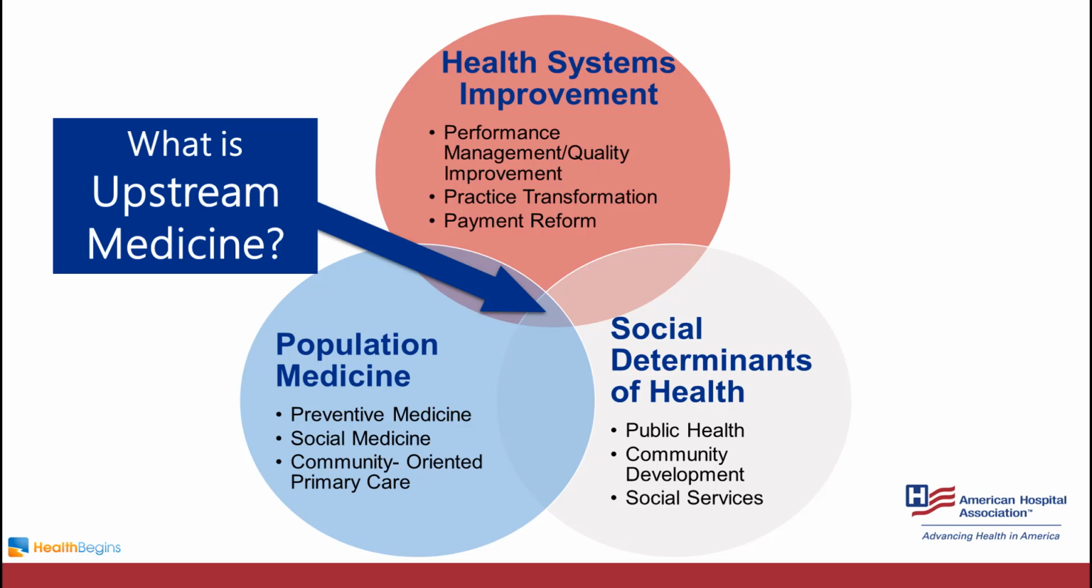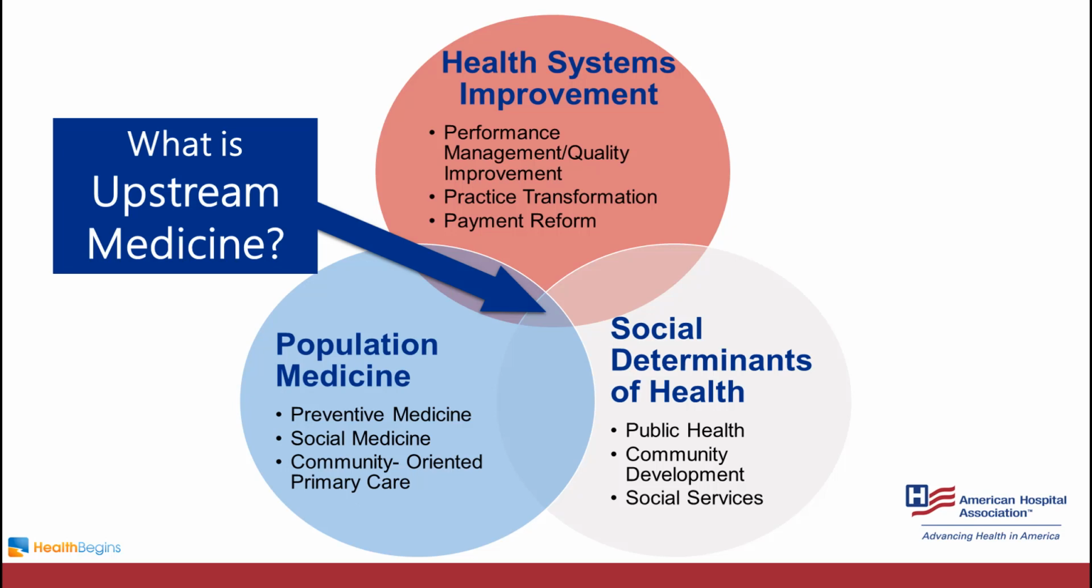This is the work of community-oriented primary care, of social medicine, which has been a long tradition in Western medicine, and of preventative medicine. And we also know that there is increasing, over the last several decades, emphasis on health systems improvement. That includes everything from improving the management of our performance as institutions, on care teams, using tools and methodologies of quality improvement, as well as broader initiatives around practice transformation and payment reform.